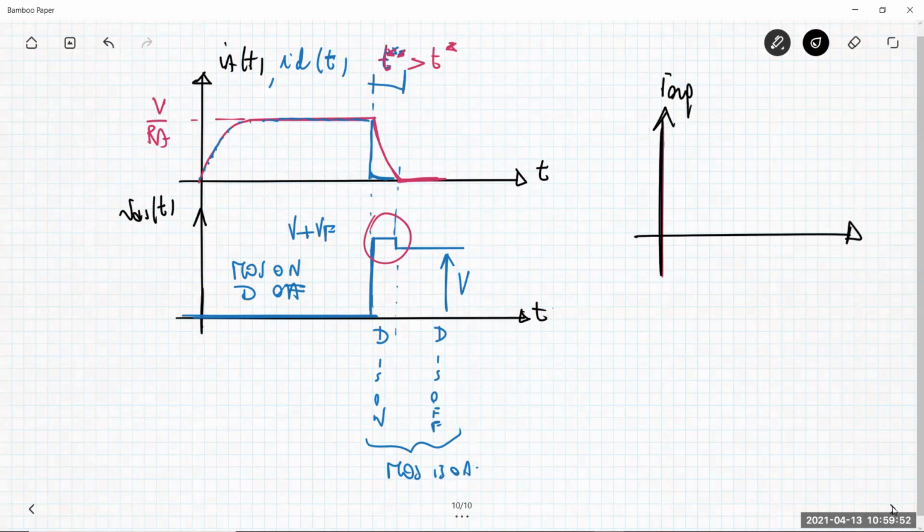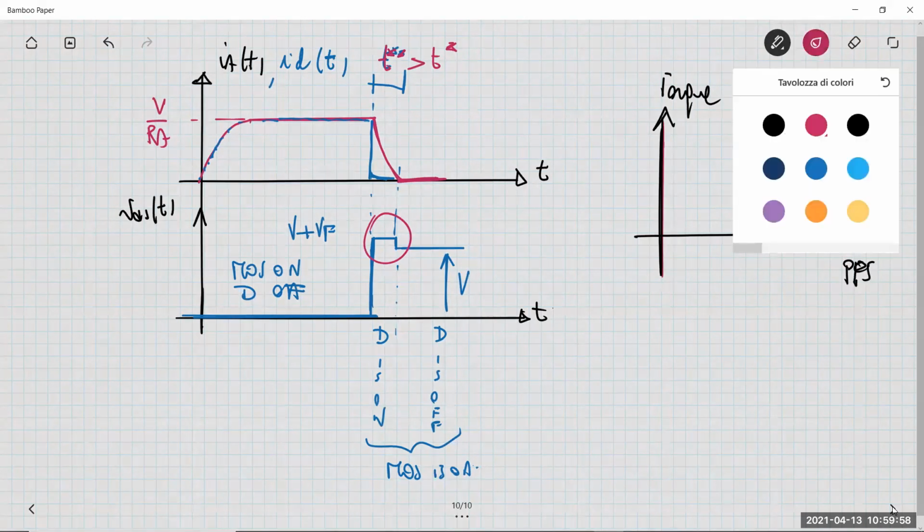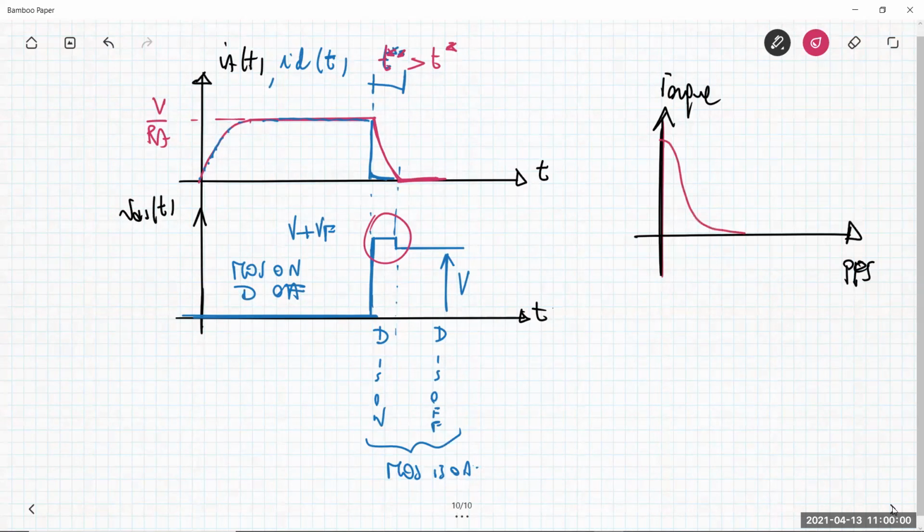So if we want to plot the torque versus the pulse per second, this is a graph that we already saw. You can get the maximum torque just for very small values of the pulse per second, the frequency. Then the torque decreases very fast, because this is not compatible with this large time interval at the turn-on and at the turn-off. This happens for the L over R driver.